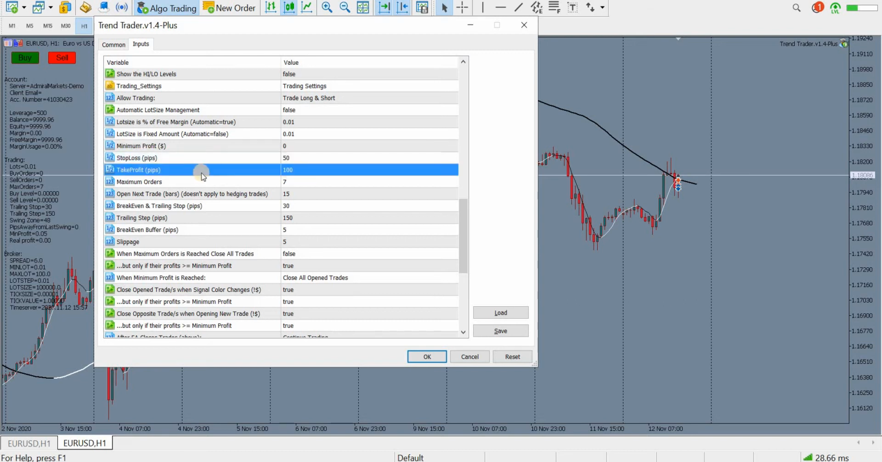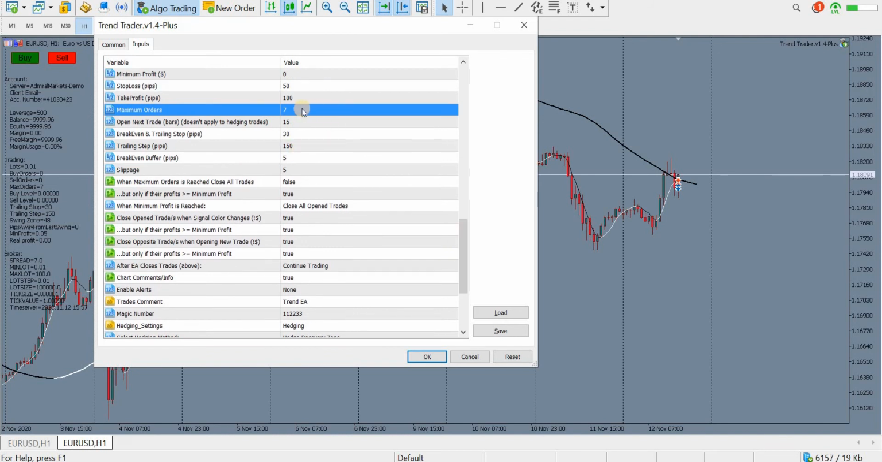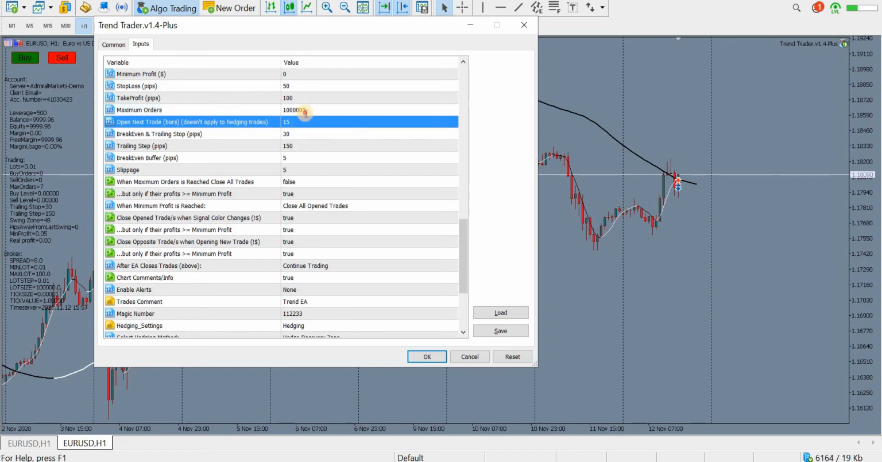Stop loss, take profit, these are self-explanatory. And the maximum orders, that is the maximum number of orders allowed to be open on the same chart at the same time. So if we have 7 orders with these settings, the expert advisor will not open the 8th order, regardless of whether there's a trading signal or hedging. So make sure you have a decent number here. Don't set it to a billion orders if you know your account can't handle it.